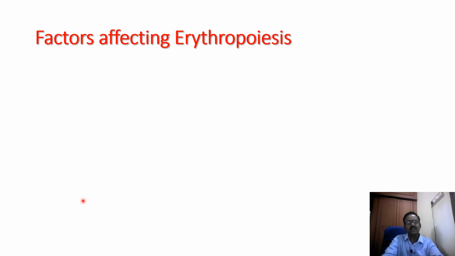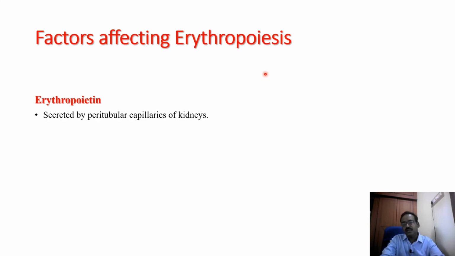Factors affecting erythropoiesis. Erythropoietin is the important hormonal factor affecting erythropoiesis. 85% of the erythropoietin is produced from the peritubular capillary of the kidney. The remaining 15% is produced from the liver. Erythropoietin is the potent stimulator of erythropoiesis. The erythropoietin secretion is increased during hypoxia and anemic conditions.